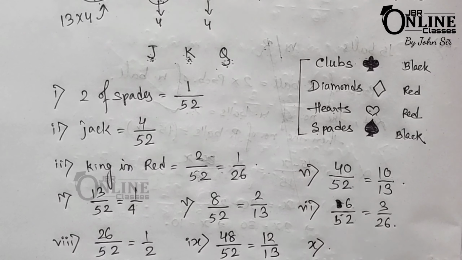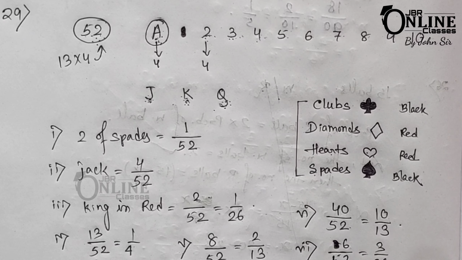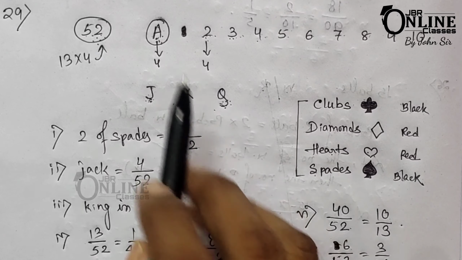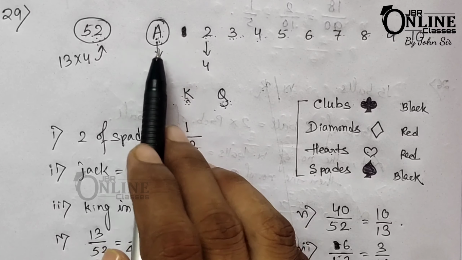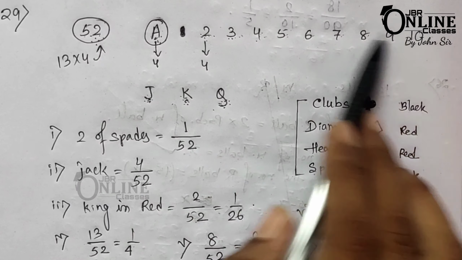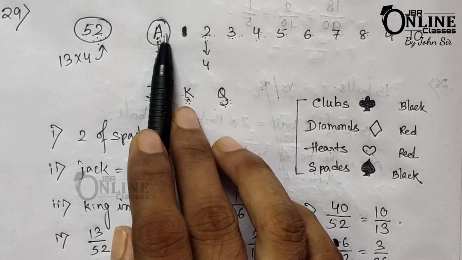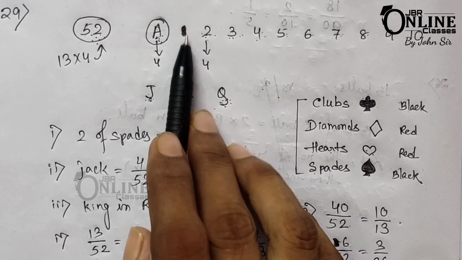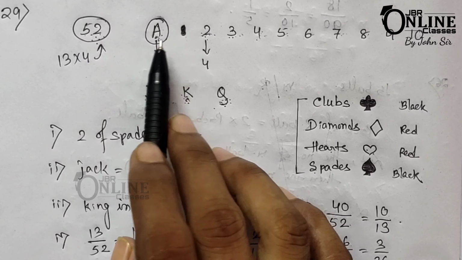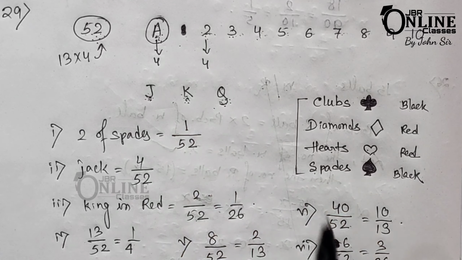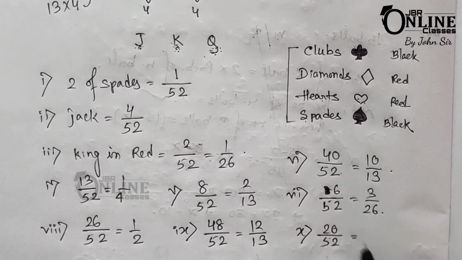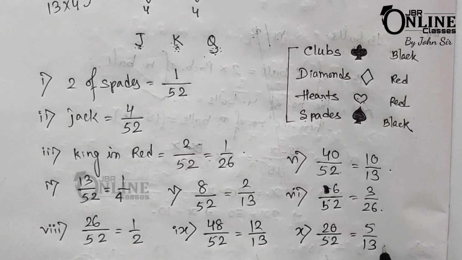Now 10. Find out the probability of a non-face card of black color. The number of non-face cards equals 1, 2, 3, 4, 5, 6, 7, 8, 9, 10. So these are the non-face cards. Now black color means 2 black colors. So 10 into 2, that means there are 20 black cards which are non-face. So non-face black cards equal 20. So 20 by 52, and that equals 5 by 13.